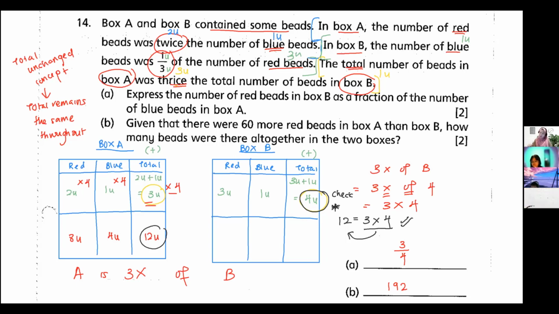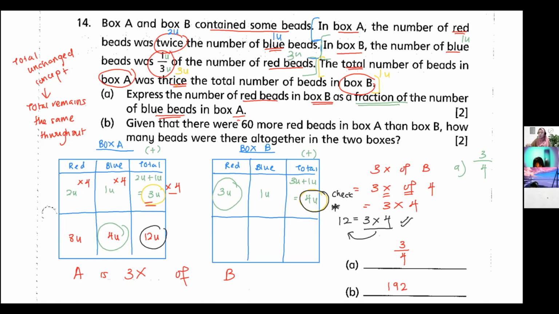Now, what is the question? What do they want? Express the number of red beads in box B as a fraction of blue beads in box A. So I want red beads in box B. Box B, red. Circle. As a fraction of, remember when I say fraction of, the next item is always the denominator. Anything after the phrase fraction of, the second item is the denominator. So the denominator is the blue beads in box A. Blue beads, box A, this one. So the answer to part A is 3 over 4.